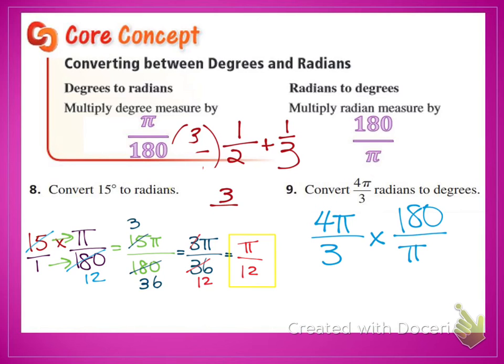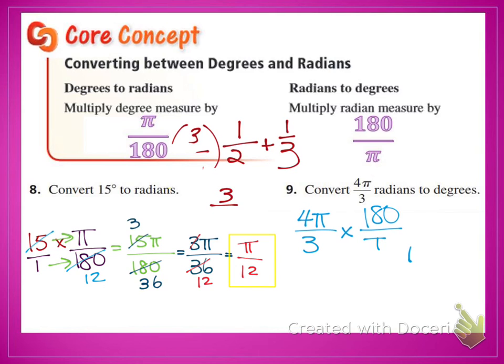Again, I'm filming for everyone, so I will not. But can someone help me out? What is 4 times 180? 720. And then pi, right? And then 3 times pi is 3 pi. You got pi over pi, which cancels out. 720 divided by 3 is 240.